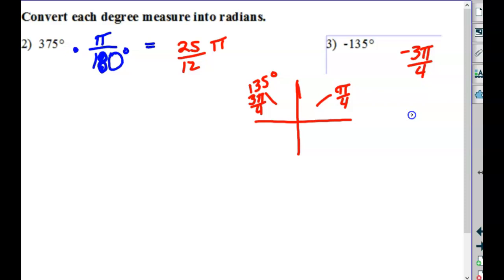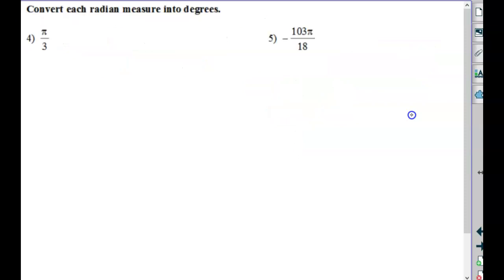Everybody good? You could have done it the same way I did number 2. Okay, number 3, you're going the other way. You want to know my trick? Pi is equal to 180, right? So I usually just cross that out and write 180. What's 180 divided by 3?